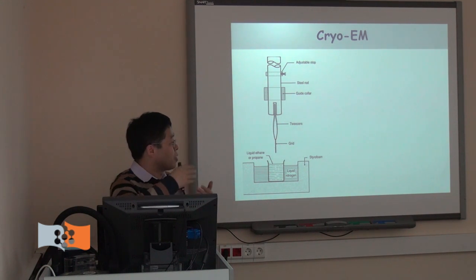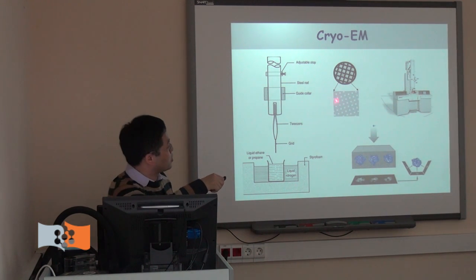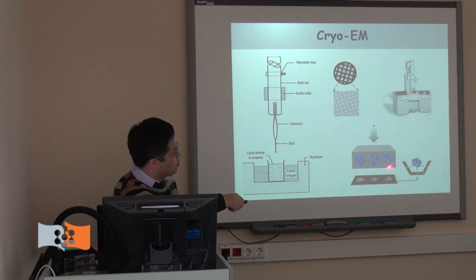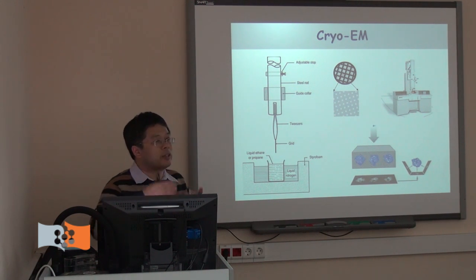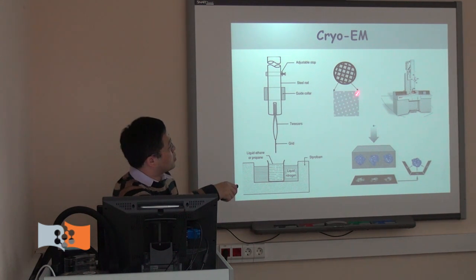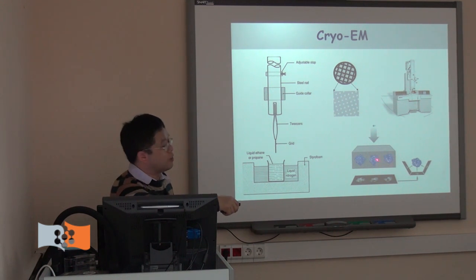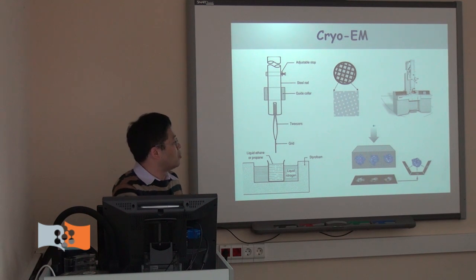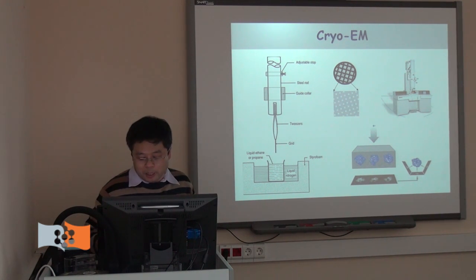So we get the sample suspended in vitreous ice, what we call glassy ice, because the cooling speed is too fast for the water to crystallize into ice. Then we insert the EM grid into the electron microscope. I will show you later how we do the 3D reconstruction. So this is basically the idea of how cryo-EM works.